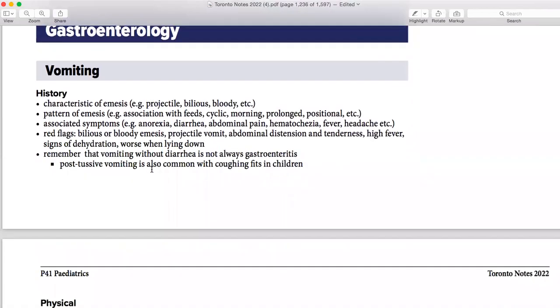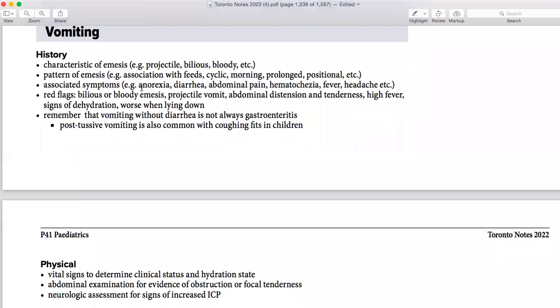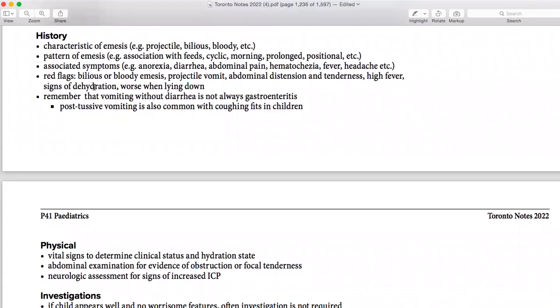Then comes vomiting. Vomiting is characterized by the emesis, like projectile, bilious, and bloody. Along with the pattern of it, you can find a lot of things in the history. That's why I always say history, physical examination. On the basis of history, you can rule out a lot of differential diagnoses, so it will be very easy. Even in NAC and in QE1, it's important you know the history, what kind of questions are good to ask, like pattern of emesis and associated symptoms. Just because it is QE1, you cannot neglect history.